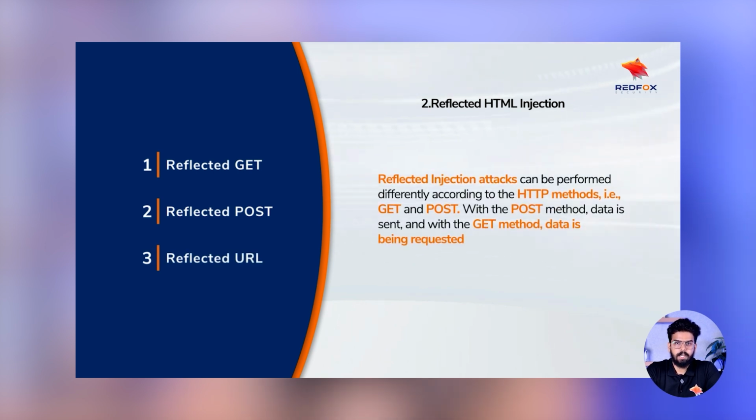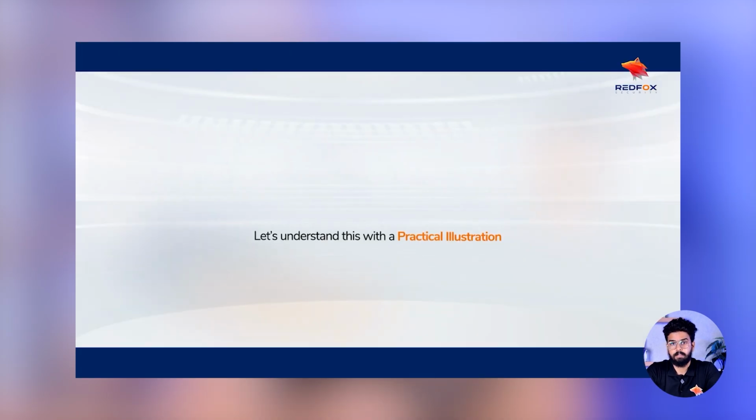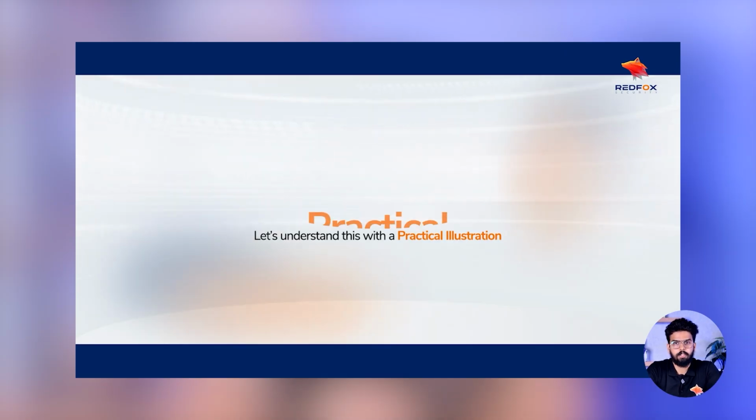Reflected injection attacks can be performed differently according to the HTTP methods GET and POST. With the POST method, data is sent, and with the GET method, data is being requested. Let's understand this with a practical illustration.